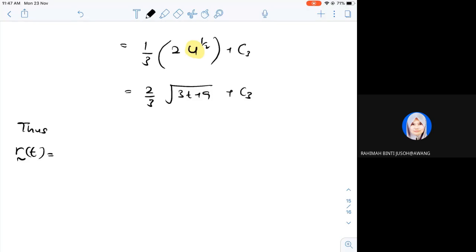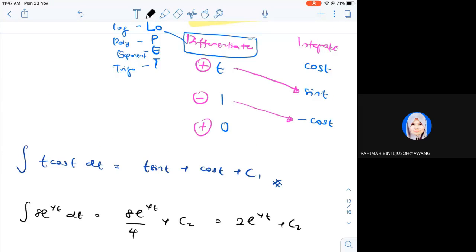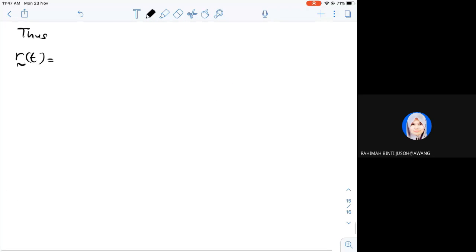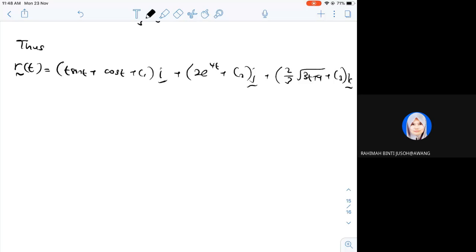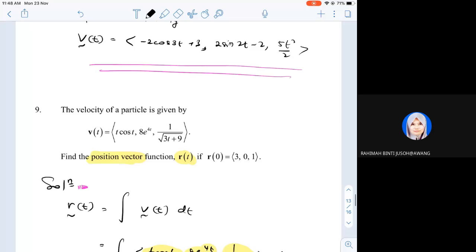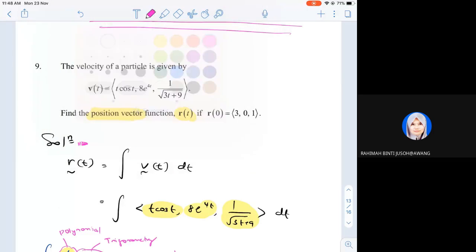r(t) is equals to, this is the first component, t sin t plus cos t plus C1 i, plus 2 exponent 4t plus C2 j, and then plus 2 over 3 square root of 3t plus 9 plus C3 k. Like that. We are not finished yet, guys. Look at the question. We have to substitute t equals to 0, right? So substitute t equals to 0 inside our r(t).